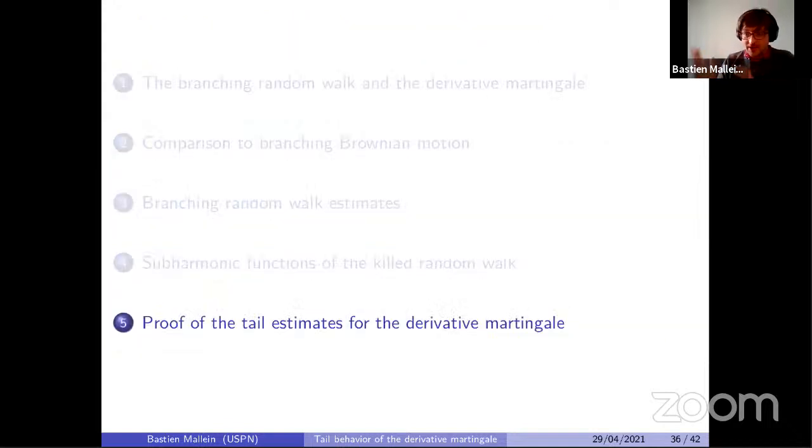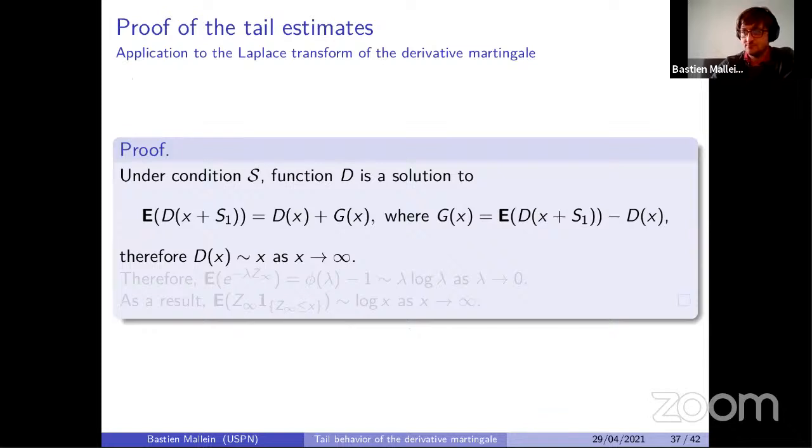So now I can apply these results to obtain the Tauberian estimate for the derivative martingale. The idea is that the function D is a subharmonic function of the random walk with at most linear growth. Therefore, D of x has to be equivalent to some constant times x. And because we have other ways to look at this asymptotic behavior as x goes to infinity, we know that the constant has to be equal to 1.